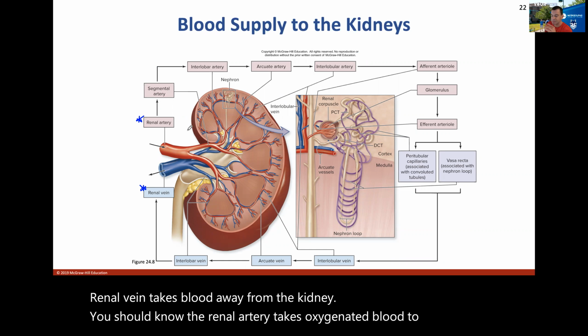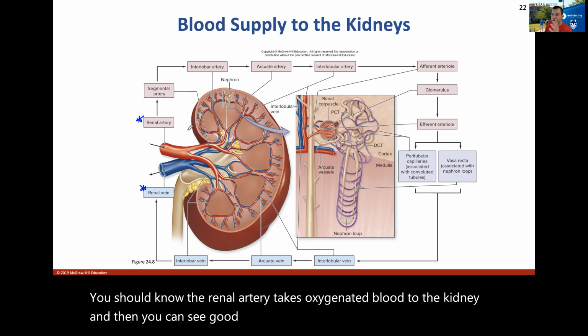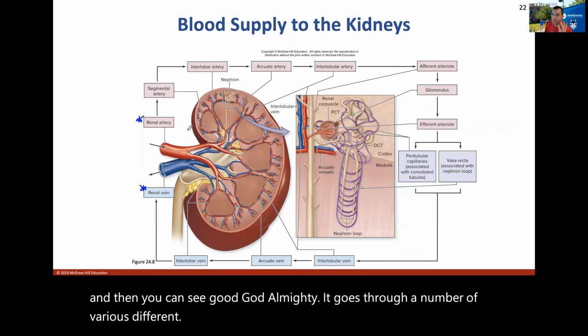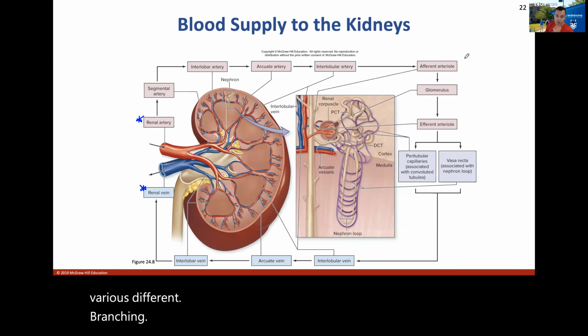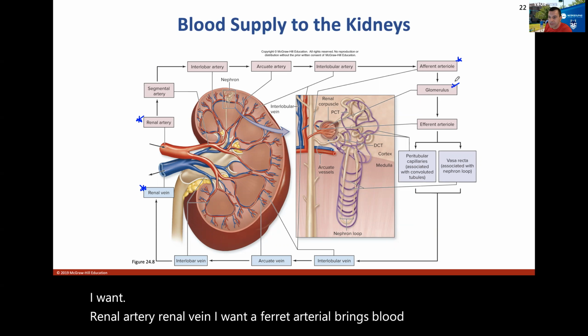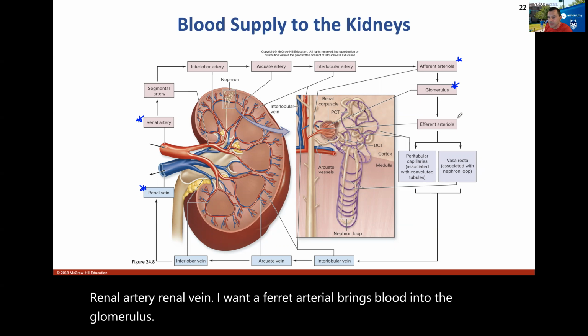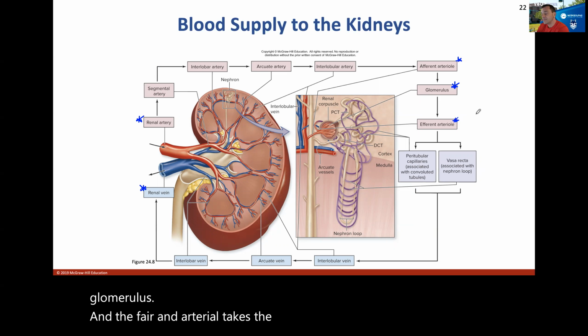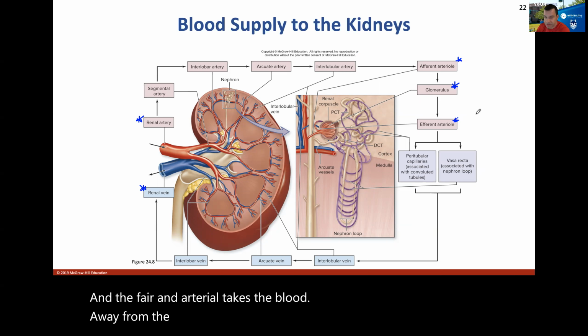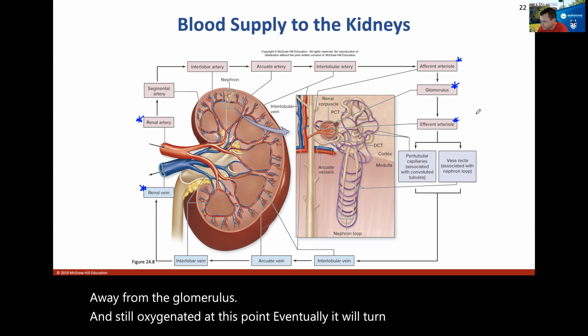And then you can see, good God Almighty, it goes through a number of various different branching. I want you to know renal artery, renal vein. I want you to know the afferent arteriole brings blood into the glomerulus, and the efferent arteriole takes the blood away from the glomerulus. It's still oxygenated at this point. Eventually, it will turn into deoxygenated.